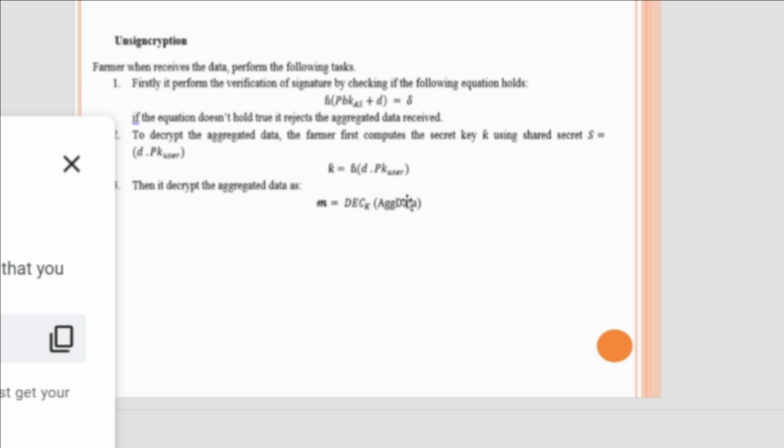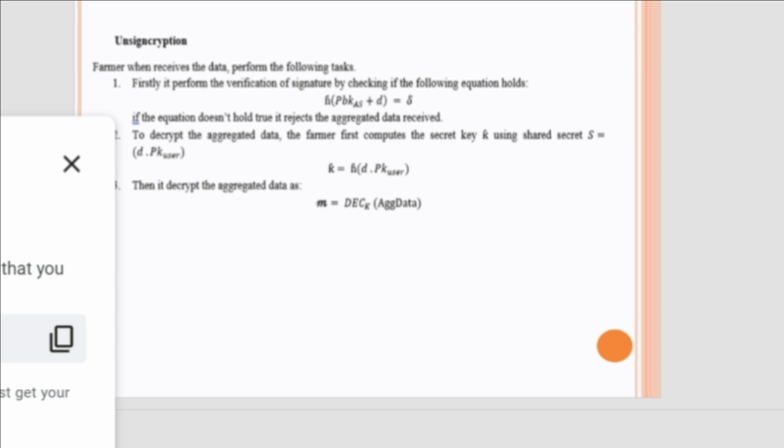Second operation, he uses his private key and the integer D, and computes the hash function, and this is nothing but the secret key. S equal to D dot pk, and this S is replaced here. So this k is the secret key, computed with the help of S equal to D dot pk user. This is the second operation, and the third operation is decryption. So there are three operations at the receiver side.